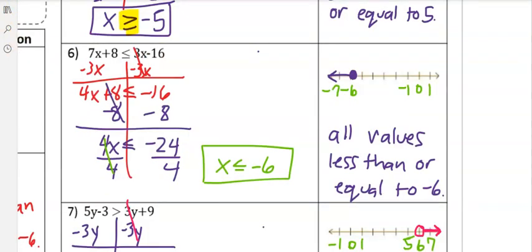Okay, let's check our answers. Here's number 6. Please note that even though our answer was negative, the symbol did not flip. It's only when you divide by a negative number, and we divided both sides by +4. So that symbol still stayed less than or equal to -6.